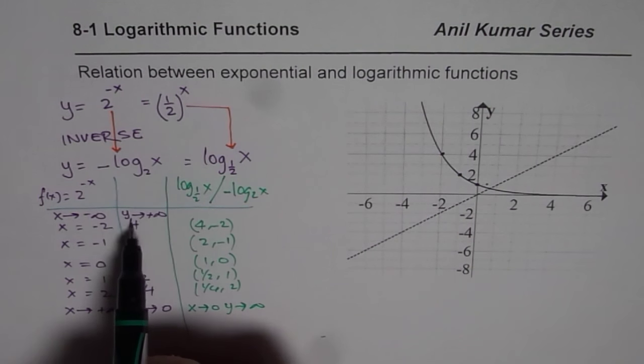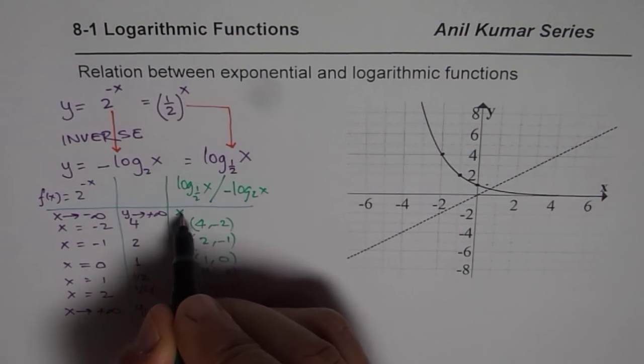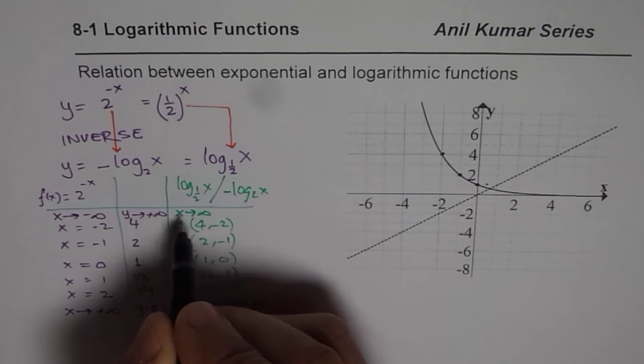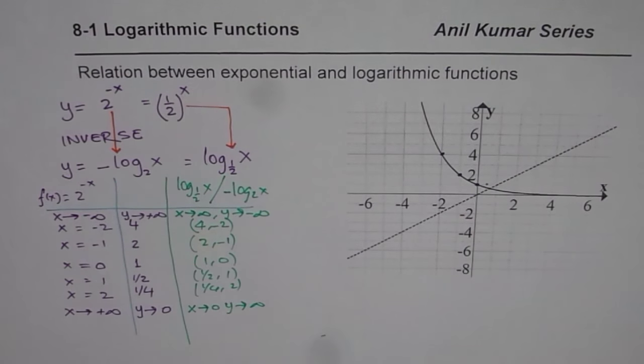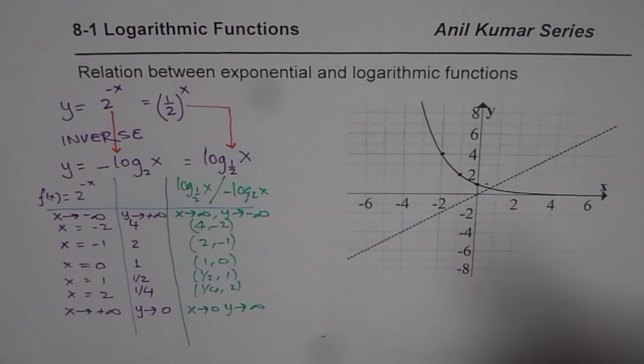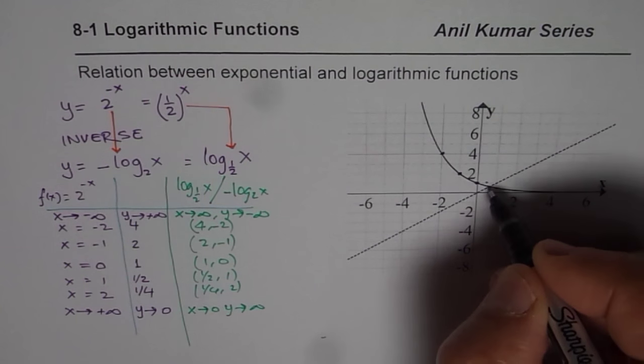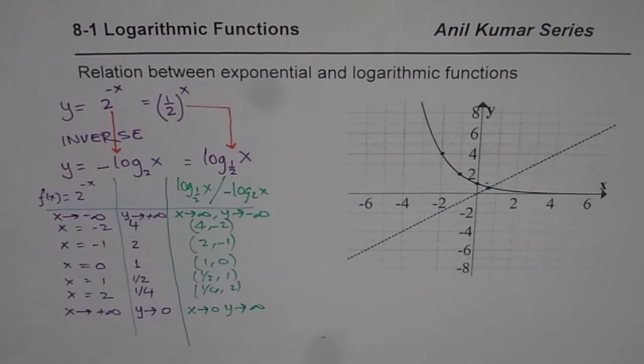So similarly, we can write here as x approaches positive infinity, right? In that case, y approaches negative infinity. Does it make sense to you? So that is how it is. Another important thing is that this particular point is the invariant point. Whenever x is equal to y, then y is equal to x for the inverse of the function, correct? So that gives you kind of a hint of how to draw this graph, correct?